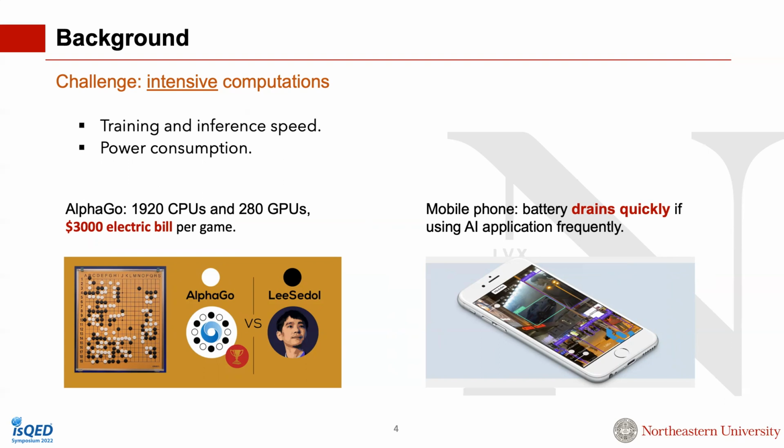For example, during the training of AlphaGo, it costs up to $3,000 in electric bills per game. And for mobile devices with limited battery, such huge computation, even just for the inference phase, will make the battery drain very quickly.